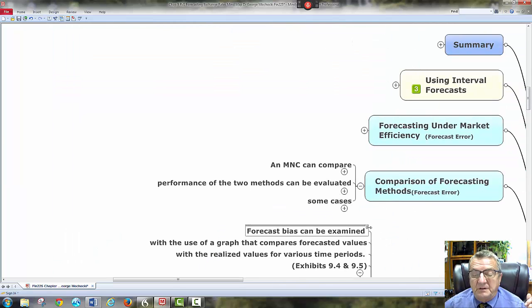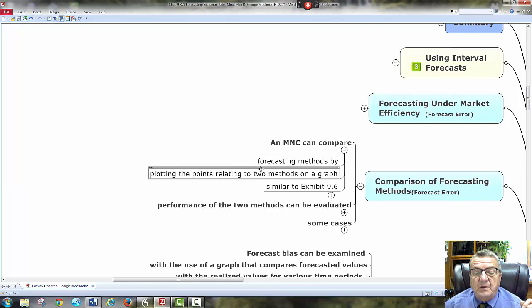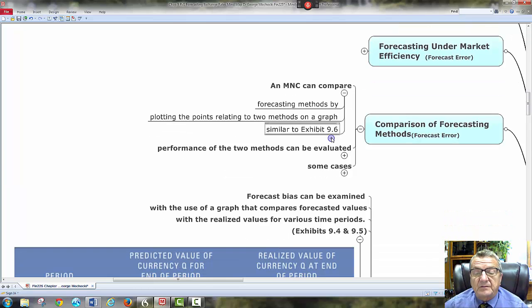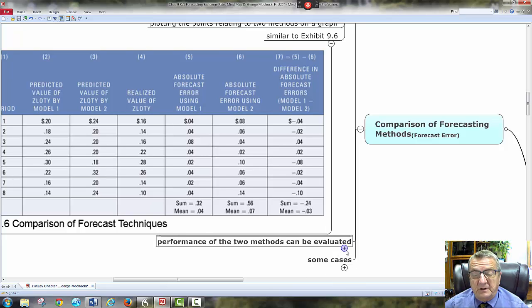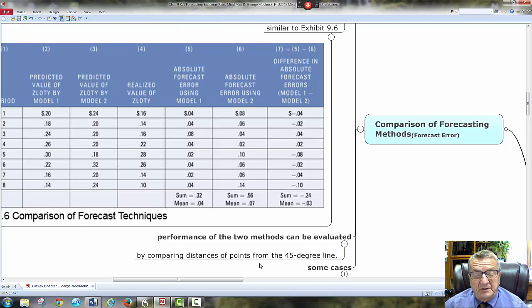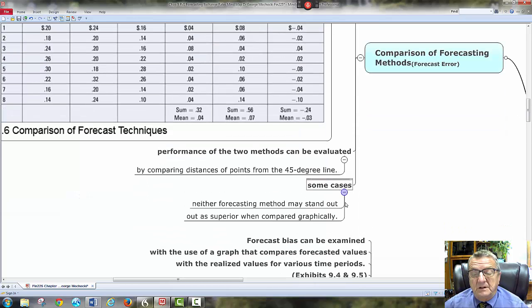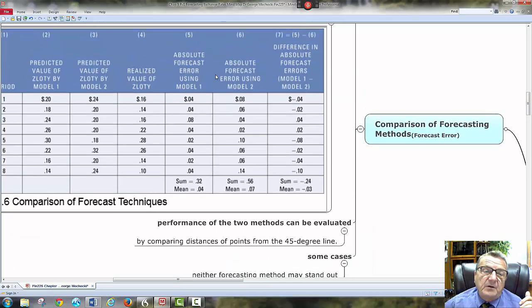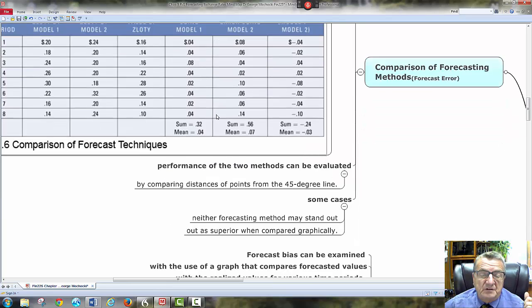Okay, now comparison. An MNC can compare forecasting methods by plotting the points relating to 2 methods on a graph. So you're plotting the 2 methods on the graph, okay? And then comparing the distance of points at a 45 degree line. In some cases, neither forecasting method may stand out as superior when compared graphically, because you can't see it. In a chart like this, the numbers will tell me real quickly. But otherwise, if I didn't have this, I may be able to see it in the graph. I could see which way it's going. It's easier for me to see it visually. All right.